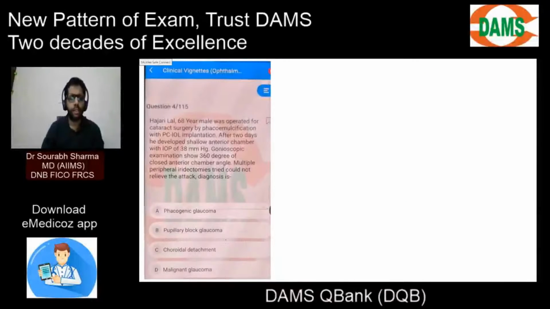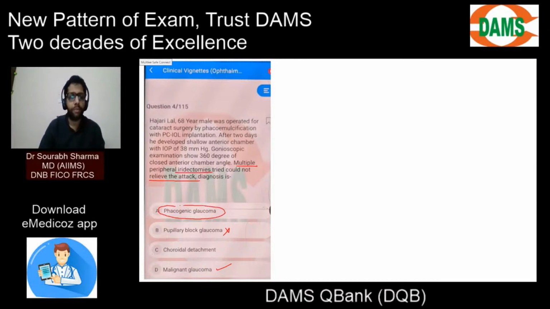So in our case, pupil block glaucoma we have ruled out, and mostly the answer is malignant glaucoma, because even after multiple iridectomies, it could not relieve the attack. Alright, if the question said that iridectomy was done and the problem was solved, then the answer would have been pupillary block glaucoma. Okay, now what is choroidal detachment and phacogenic glaucoma?